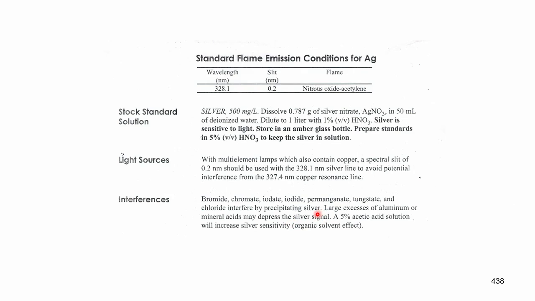Some additional specific information they give you, for example, a large excess of aluminum or mineral acids may depress the silver signal. So, if you do not get the characteristic concentration or absorbance for a known standard, look for such changes. Is there a lot of aluminum in the sample? You can check like that. And then they also give you some information on organic solvent effect. They say if you prepare the solution in 5% acetic acid solution, it will increase the sensitivity.